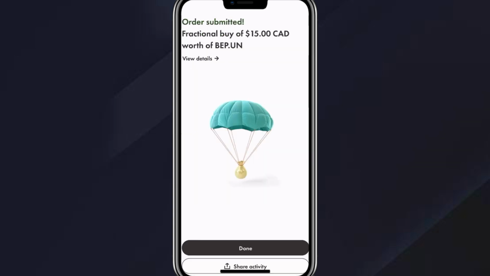This way, you're creating your own DRIP effect, reinvesting dividends into the same stock that paid them, helping grow your snowball of passive income over time.